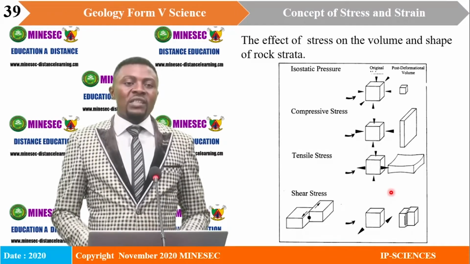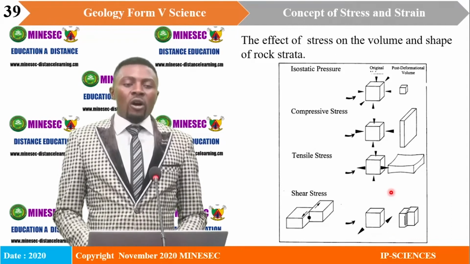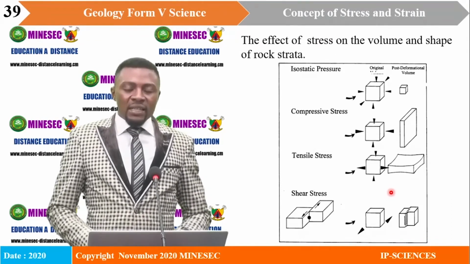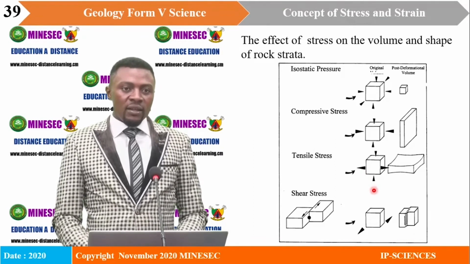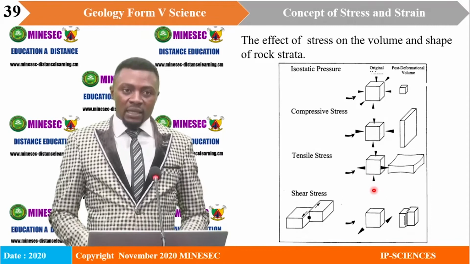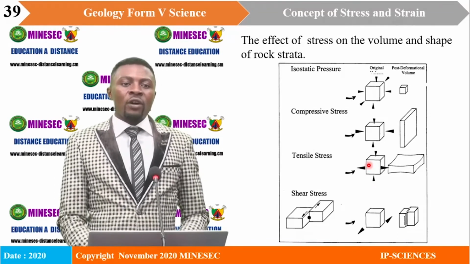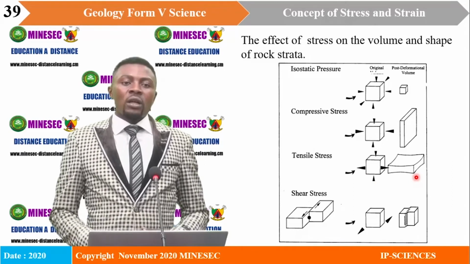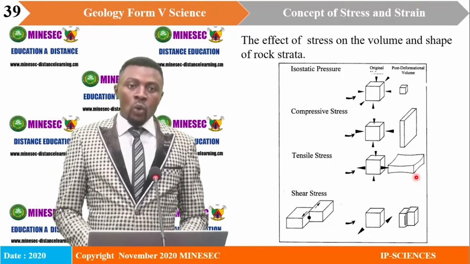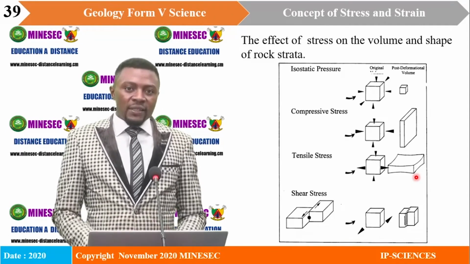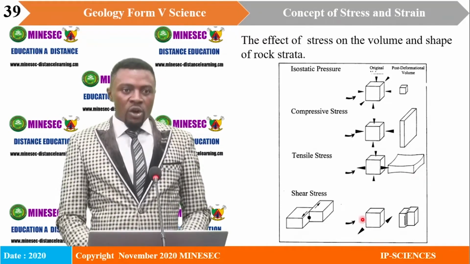The next type of stress, which is tensile. In tensile stress, we see that the body of rock is subjected to stress, but the stress is rather pulling apart that body of rock. So, in effect, when that rock is pulled apart, it will also change in the volume and the shape. Here we also have a cube, and at the end, this is what the rock will look like after being subjected to what? Tensile stress. So, that is the effect of stress on the volume and shape of a rock that is subjected to what? Tensile stress. We move on to the next type.